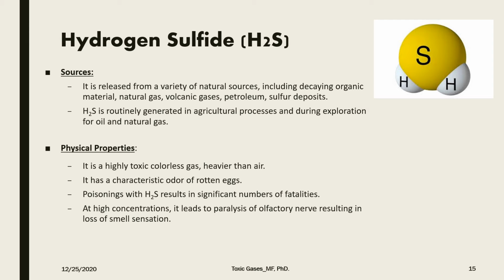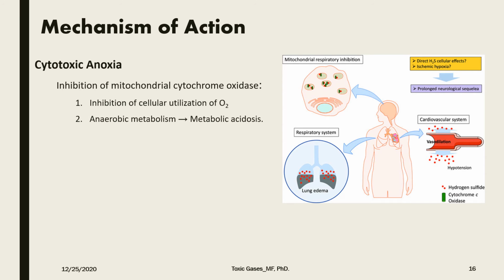Poisoning with hydrogen sulfide sometimes results in a significant number of fatalities, and at high concentrations it leads to paralysis of the olfactory nerve because of the severe irritation, resulting in loss of smell sensation. If we speak about the mechanism of action, it causes cytotoxic anoxia because it causes inhibition of the mitochondrial cytochrome oxidase, and will lead to inhibition of cellular utilization of oxygen, and this will lead to metabolic acidosis as a result of the anaerobic metabolism of the body tissue.